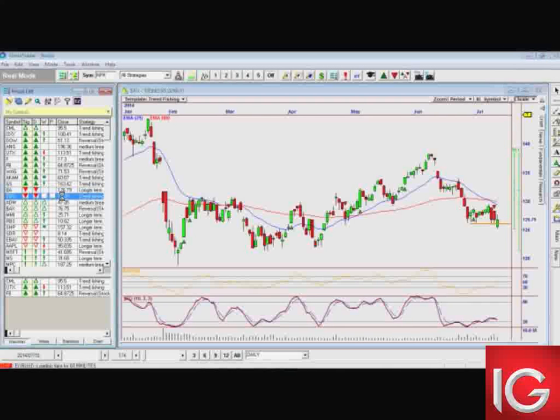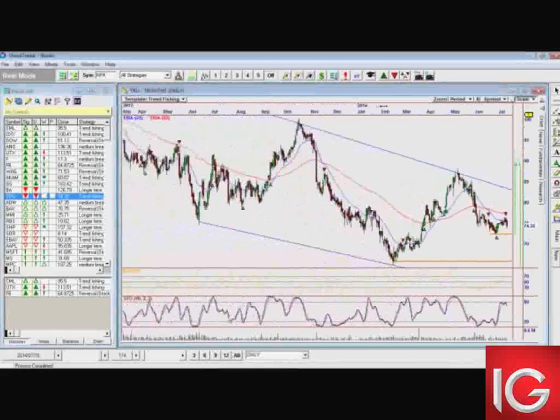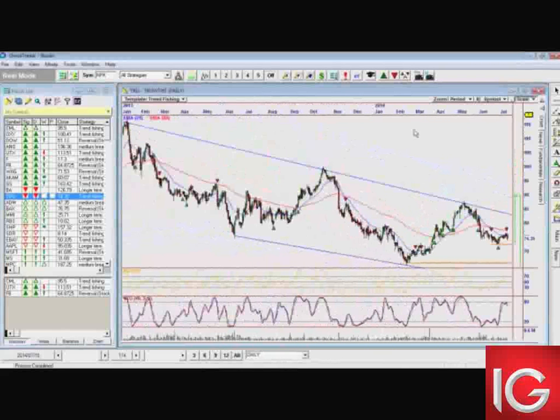On Truworths, okay, we know the retailers have been under pressure in general, apart from Mr. Price. We've seen Truworths in a long-term down channel.